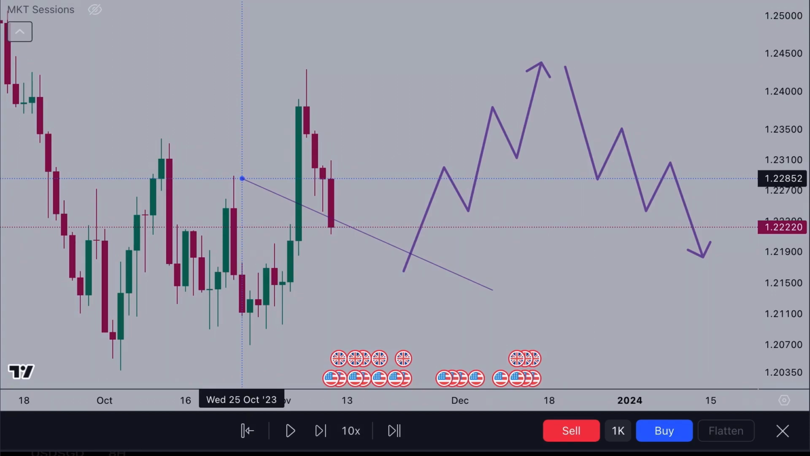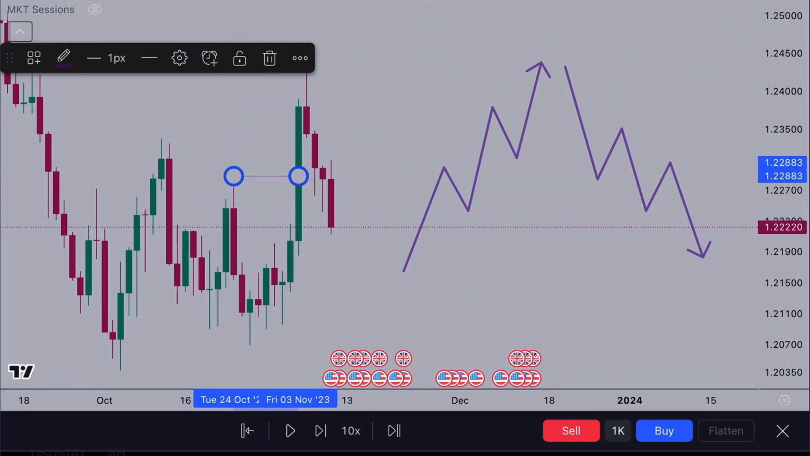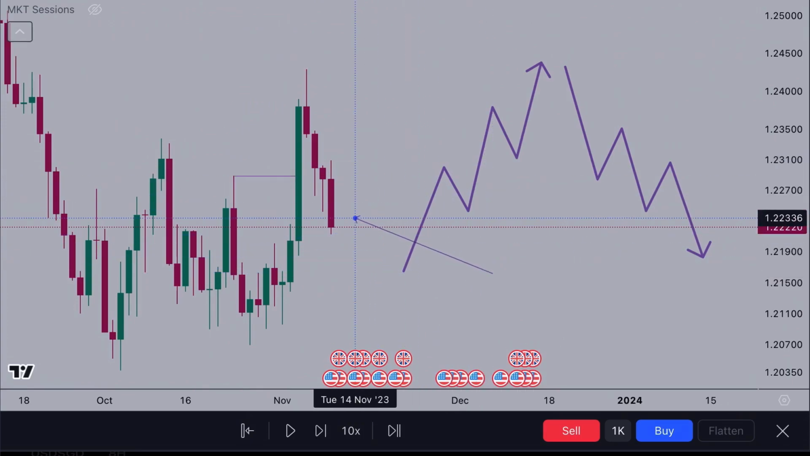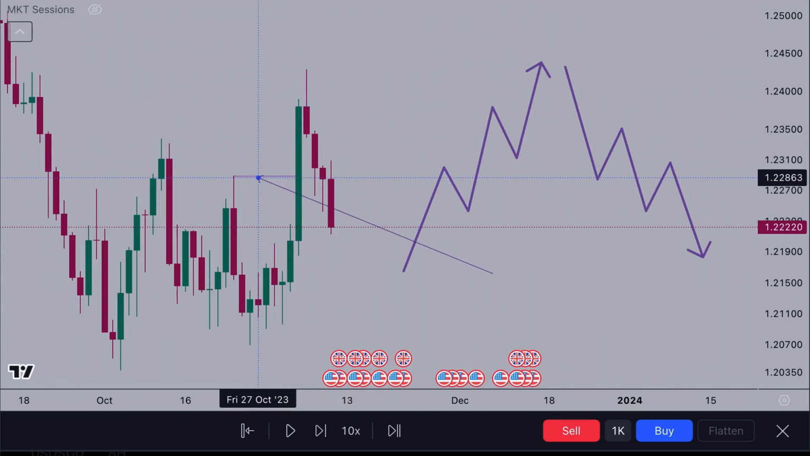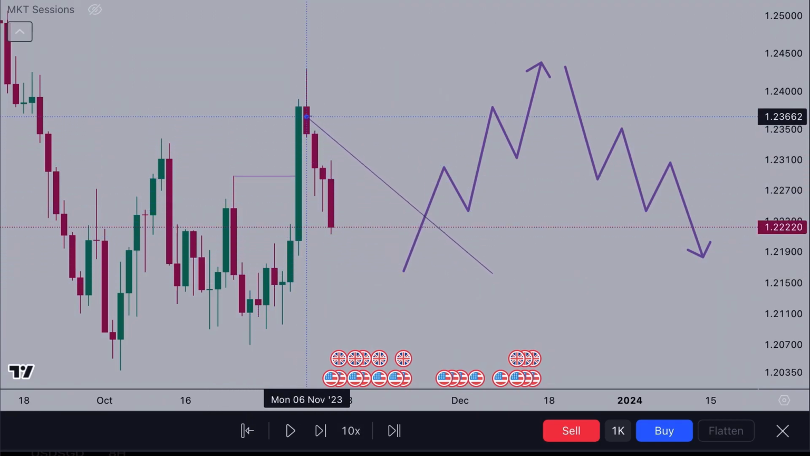I use the wicks of the previous structure to identify my highs and my lows of the previous structure. Right here, you can see this was the previous high of the previous structure. So this new impulse broke and closed above this previous high, creating a new structure. So we have the impulse to the upside followed by a correction.